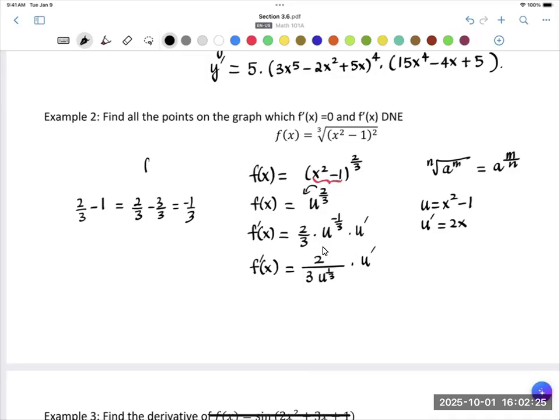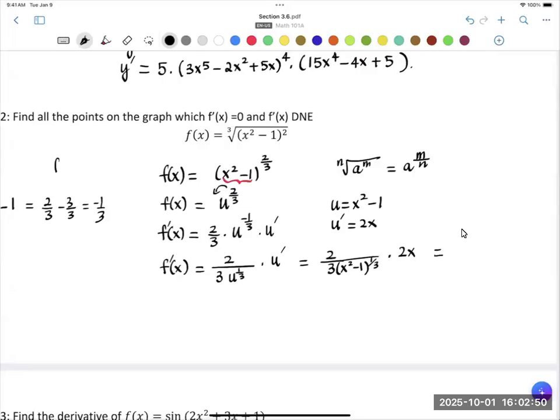And then we're going to replace everything that is u by x squared minus 1 and u prime by 2x. So I have 2 over 3 times x squared minus 1 to the power 1/3 times 2x. And rewriting that again, we have 4x over 3 times x squared minus 1 to the power 1/3.